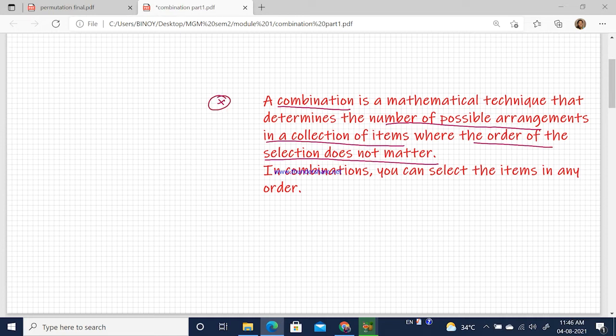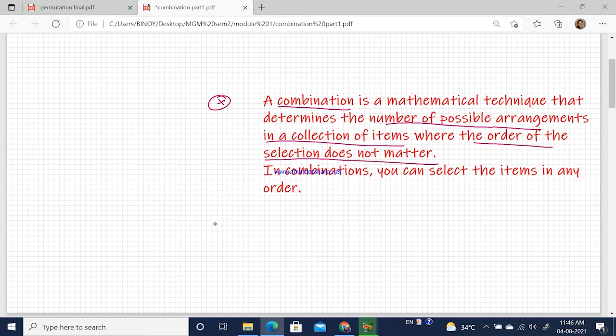So combination means we find the number of possible arrangements that can be made for a collection of items, where we don't consider the order of selection. In combination you can select the items in any order, whereas in permutation we insist that the order matters. That is the difference between a permutation and a combination.